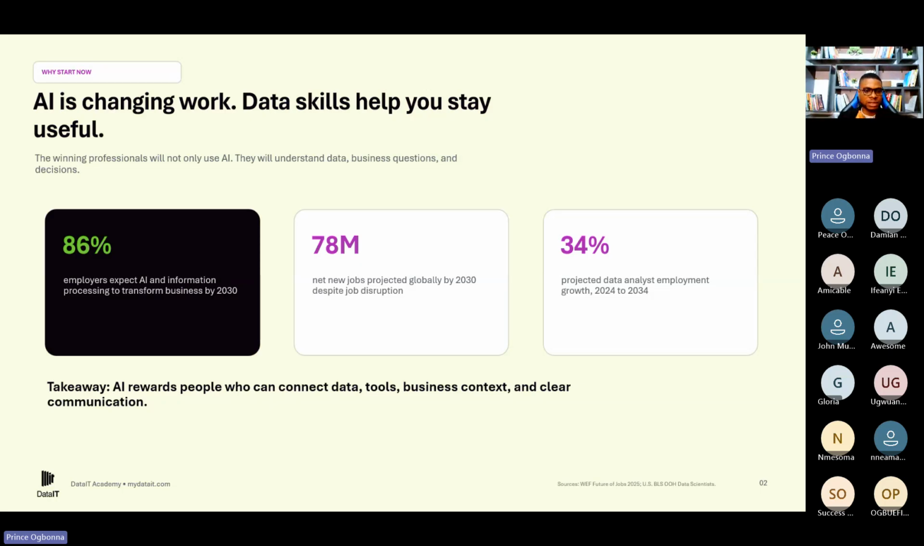The key takeaway here is that AI rewards people who can connect data, tools, business context, and clear communication. Even from the form that you filled for this webinar, I found out that many of us here are coming from a non-technical background. So it's actually an advantage. Why? Because business context and clear communication is what really makes you a data analyst.